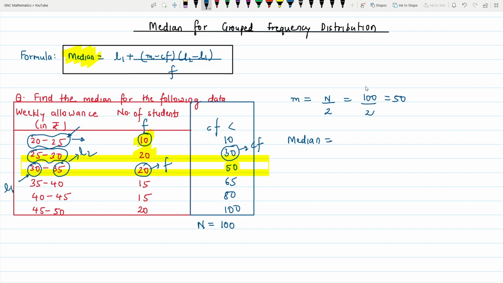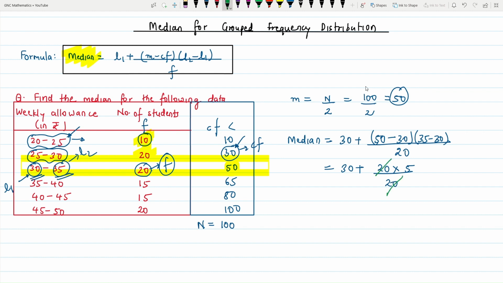So median is L1, L1 is 30, plus we have a fraction over here. The first factor in the numerator is M minus CF. M we have already calculated as 50, minus CF, which is the value just above the median class in the CF column, that is 30 here, multiplied by L2 minus L1. So L2 is 35, L1 is 30. And we need to divide this by frequency F, which is 20. And after this, head on to your calculators. So 50 minus 30 is 20, 35 minus 30 is 5. We need to divide this by 20. We have some simple cancellations happening over here. So we'll be left with 30 plus 5, that is 35. So the median value is 35.